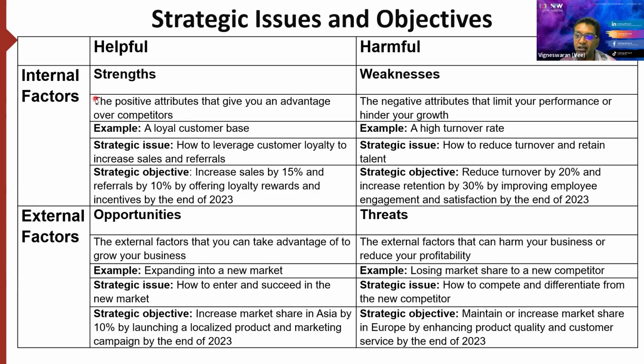So, for example, they have identified their most impactful internal strength, which is the positive attribute that gives you an advantage over competitors. What is the positive attribute they have? A loyal customer base. For example, if you go for Apple product, or Tesla, or Google, you will see that they have a very loyal customer base. Loyal customer base means there's always repeat business. People, once they use an Apple product, they want to use Apple again.